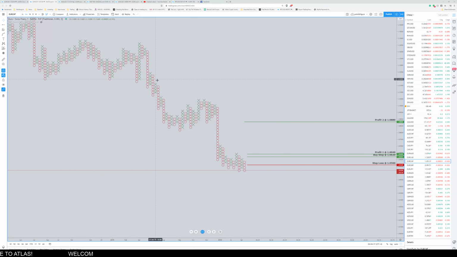This is on the Euro Swiss, very similar to the one we just looked at with the Euro Loonie. We have a rounded bottom going on here. And anyways, we have a buy stop at 106.20, look for a break of a double top, first profit target 106.40, and then a larger, much higher target for profit two at 108.80, with a stop loss at 105.60.